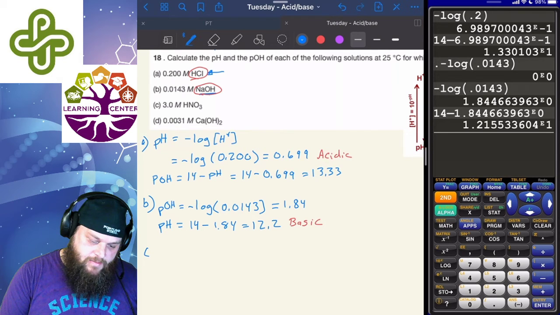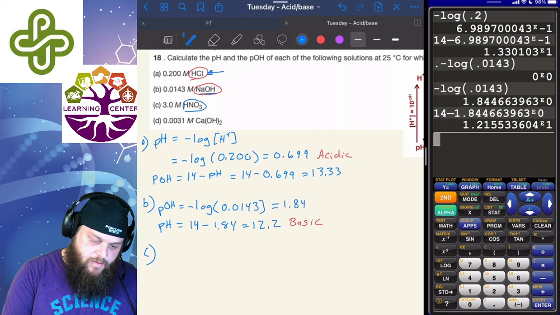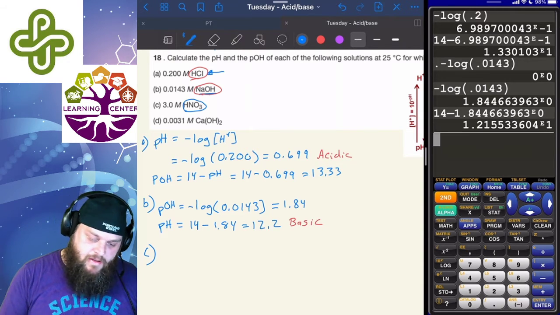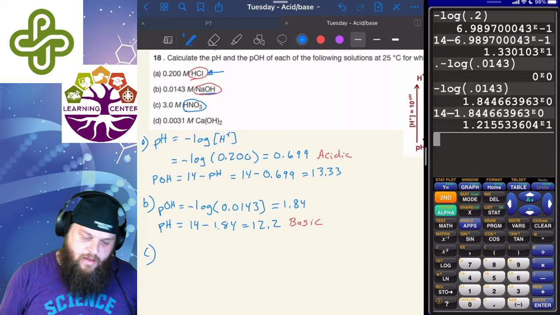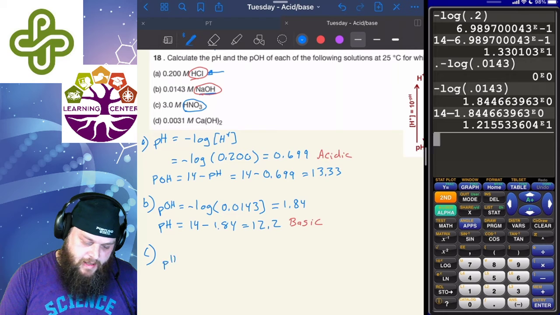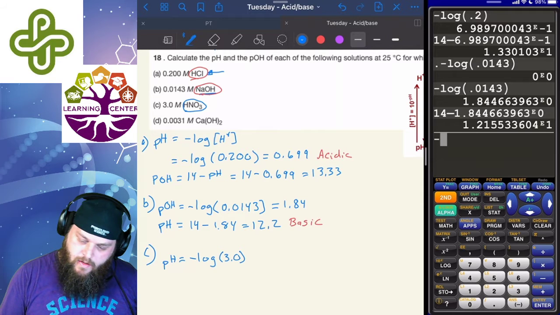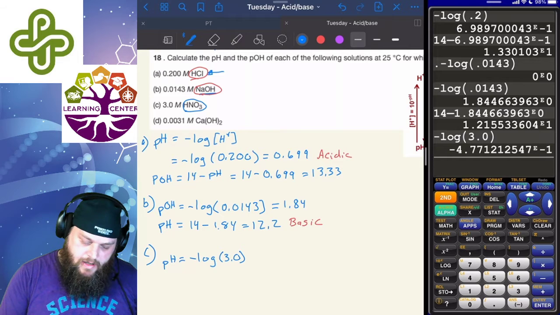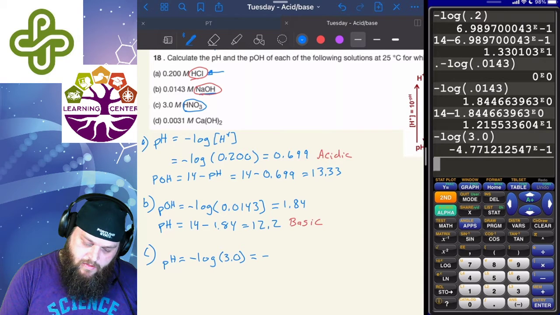Part C, this is another one of our very strong acids. It's going to fully dissociate. And we can see it has a 3 molar concentration. So our pH is going to equal negative log of 3.0. Now when I do negative log of 3.0, I get a negative number. This is going to equal negative 0.48.